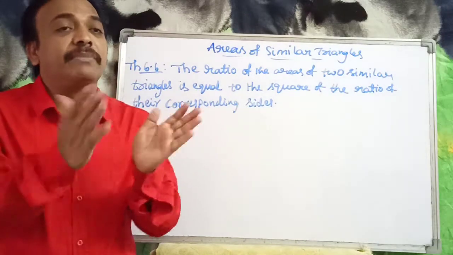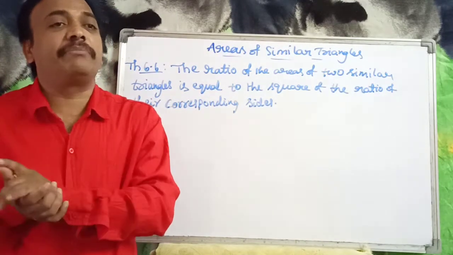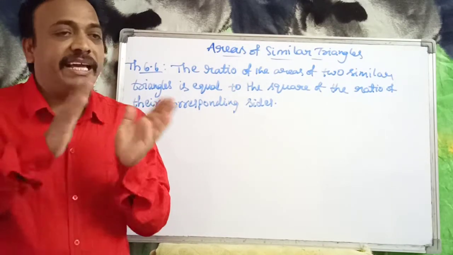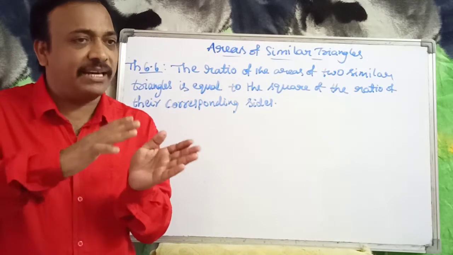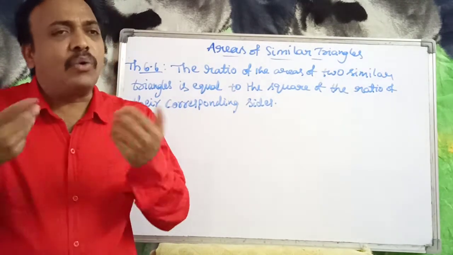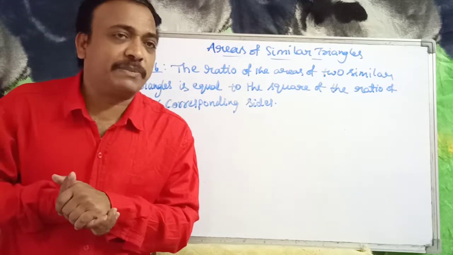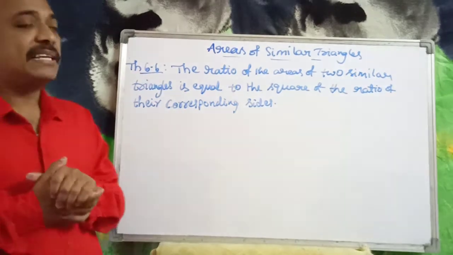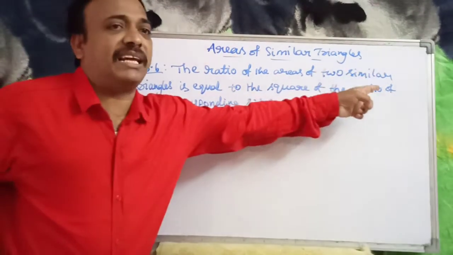If triangles are similar, then what is the relation between those areas, the areas of those two triangles? If two triangles are similar, how are their areas related? So here we have one theorem, 6.6, that is the ratio of the areas of two similar triangles.